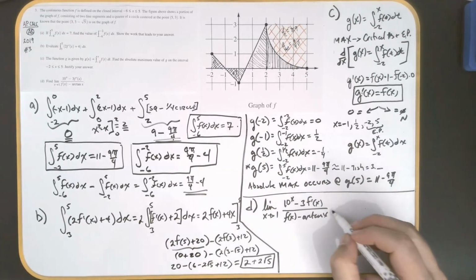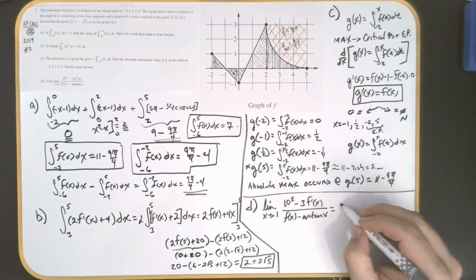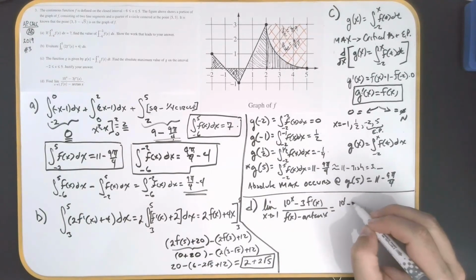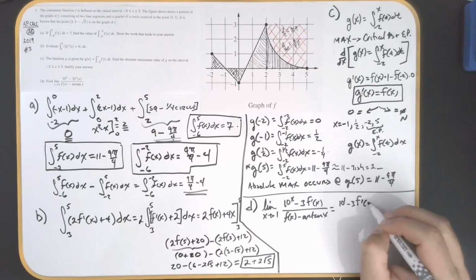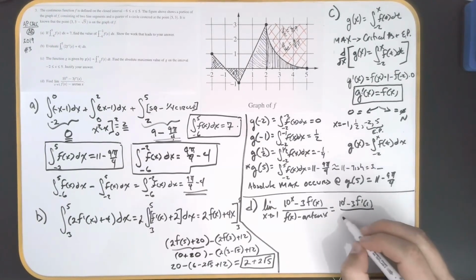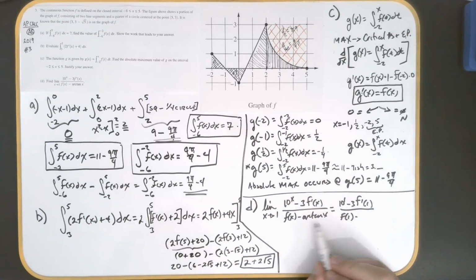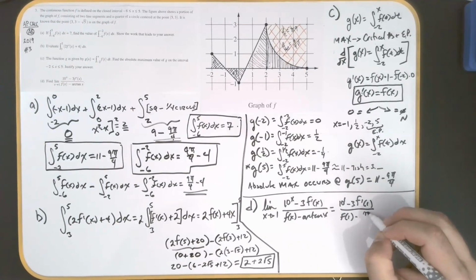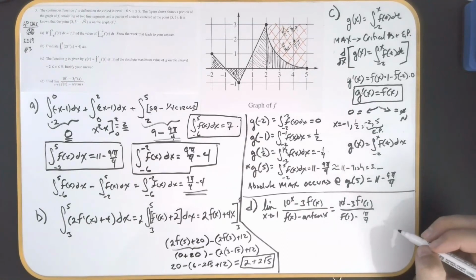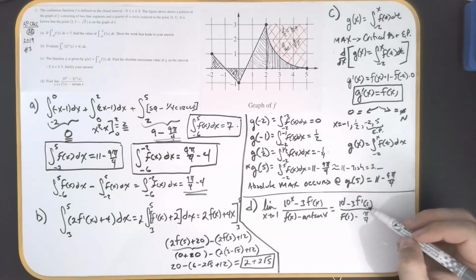So we just put in 1. Let's see what we get. So we put in 1. We get 10 to the first minus 3 times f prime at 1 all over f of 1 minus arctan of 1. Arctan of 1, where is tangent 1? You want to have that memorized. That's pi fourths. Okay? All right, so now we got to figure out what's f prime of 1.